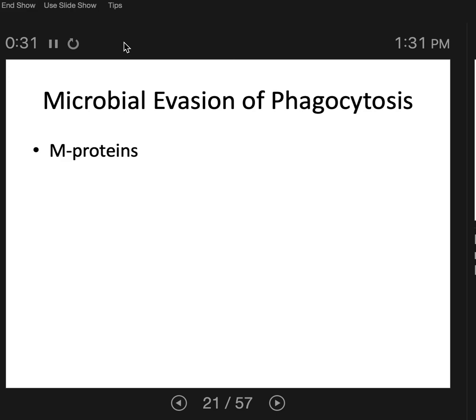So right now we just talked about white blood cells. A lot of them are phagocytes. Some phagocytes are antigen-presenting cells as well. Now we're going to talk about how some pathogens evade phagocytosis. So M proteins is one. We talked about M proteins in Chapter 13, Microbial Mechanisms of Pathogenicity.